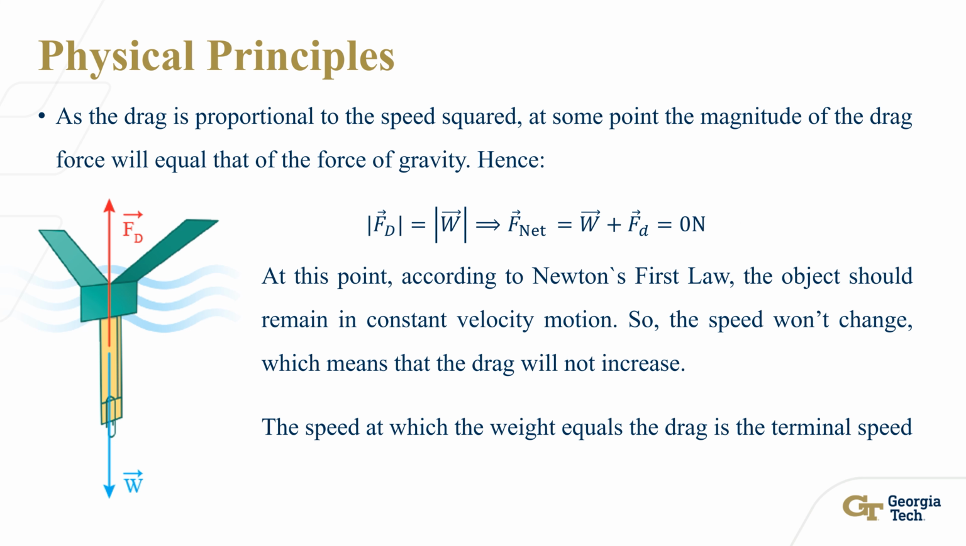As drag is proportional to the speed squared, at some point the magnitude of drag force will equal that of the force of gravity, hence the net force will equal 0 newtons. And according to Newton's first law, the object should remain in constant velocity motion. The speed at which the weight equals the drag is the terminal speed.